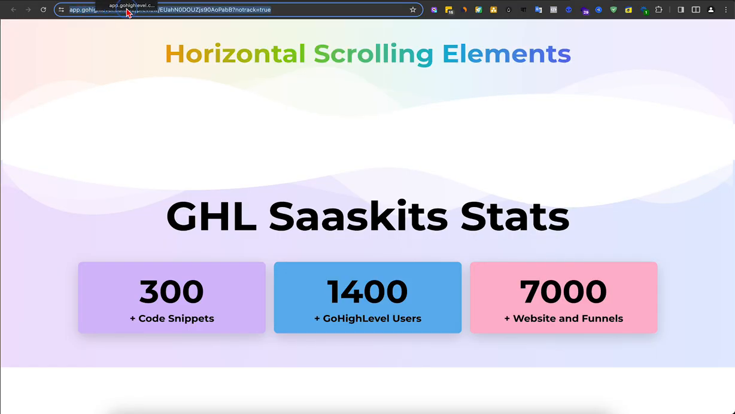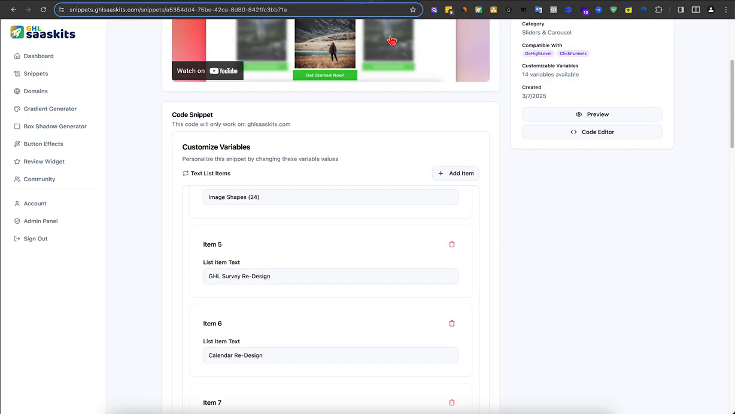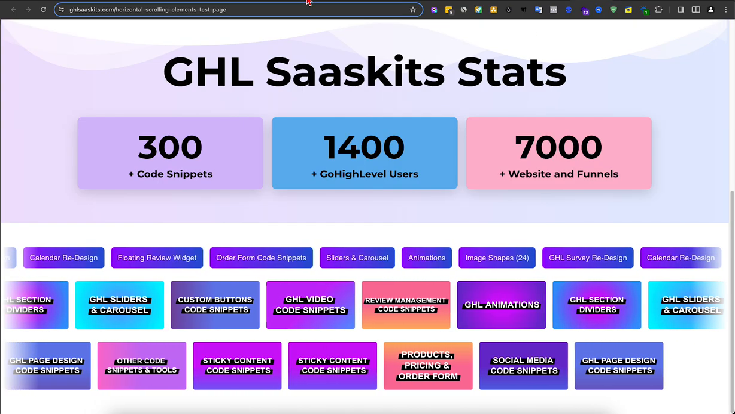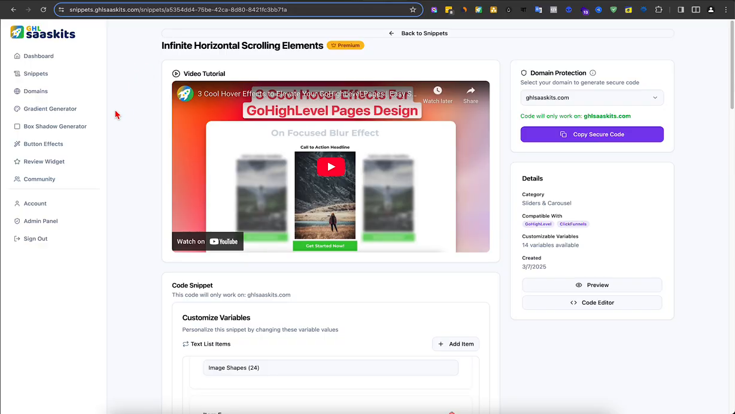Let me show you just for example. You can see here I'm on app.gohighlevel.com. This is a different domain from the one I already set here. That's why it's not working. So you must set up the correct domain inside the GHL SaasKits library as well as on your GoHighLevel page.